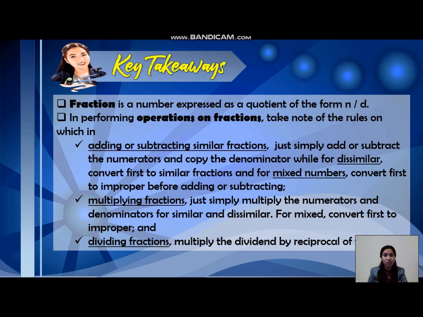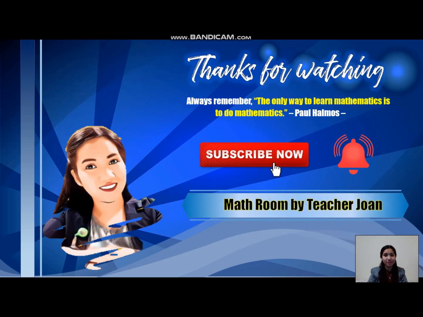To multiply fractions, we just simply multiply the numerators and denominators for similar and dissimilar fractions. But for mixed numbers, we need to convert first to improper before multiplying. Lastly, in dividing fractions, we multiply the dividend by the reciprocal of the divisor.